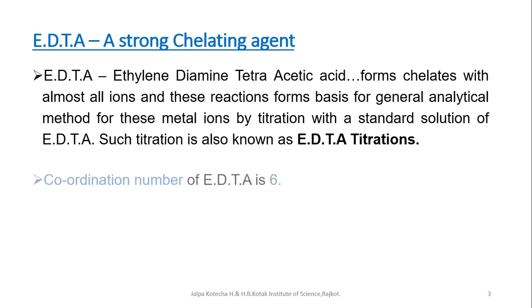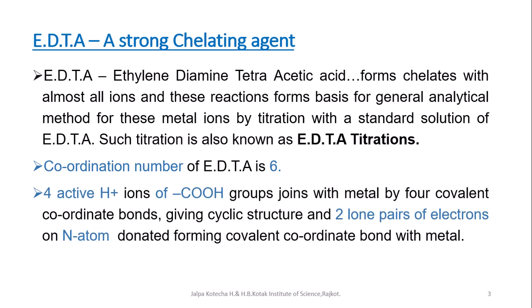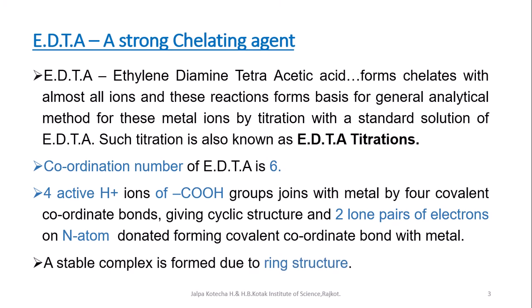The coordination number of EDTA is 6, where 4 active hydrogen ions of the carboxyl groups join with the metal by 4 coordinate covalent bonds, and 2 lone pairs of electrons present on the nitrogen atoms are donated, giving the formation of a stable complex because of the ring structure which is formed.